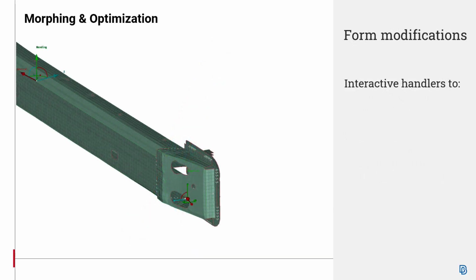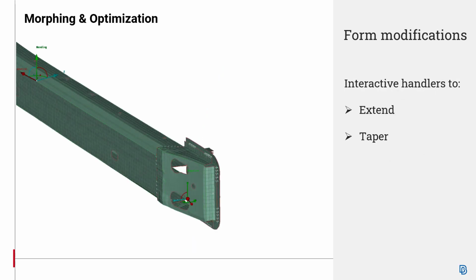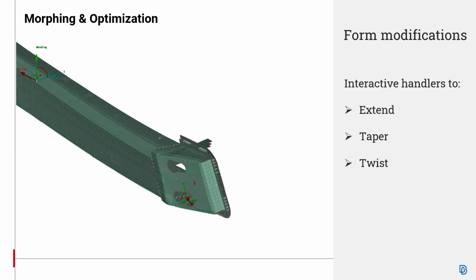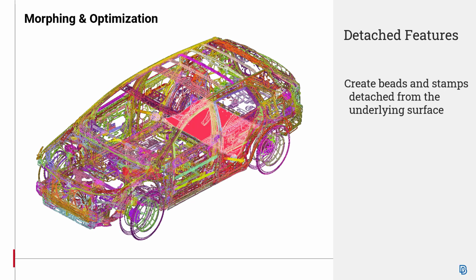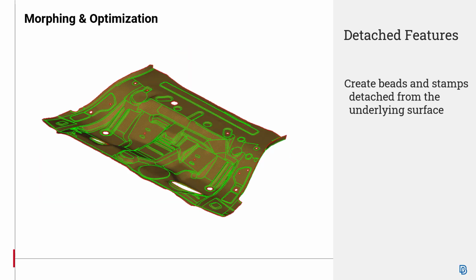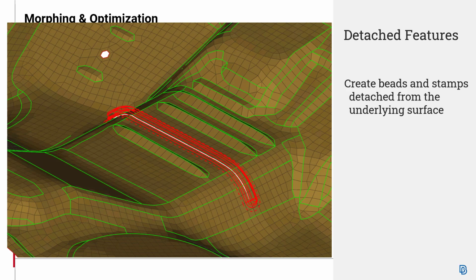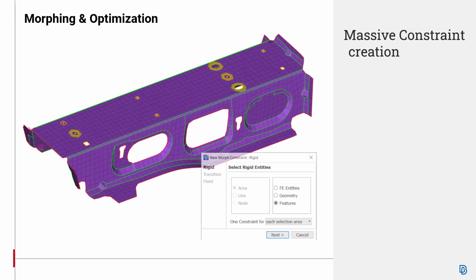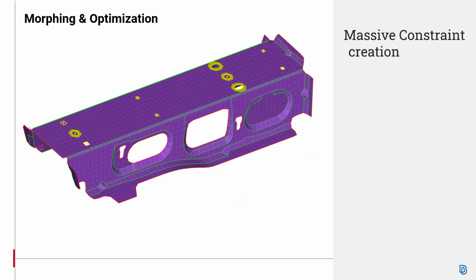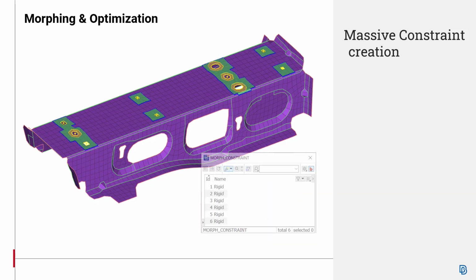Moreover, it is now possible to form the model with interactive handlers and extend, taper, twist, or bend it. It is possible to create beads and stamps that are detached from the underlying surface, allowing for specification of offset and flange width. Constraints can be created massively by selecting the entities or features to be constrained and creating one or more constraints in one step.